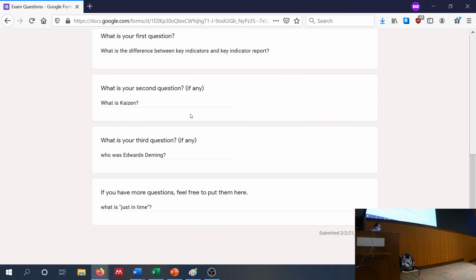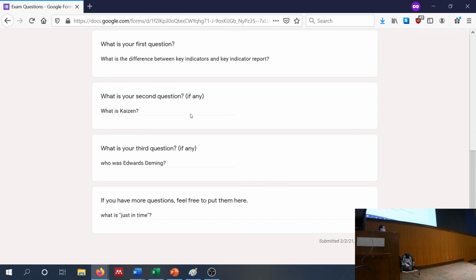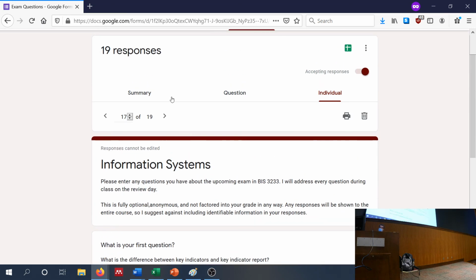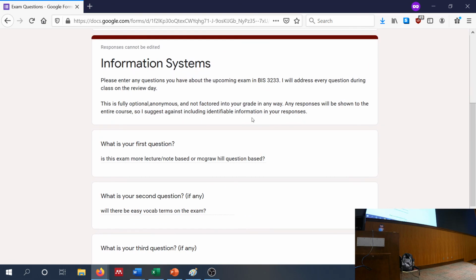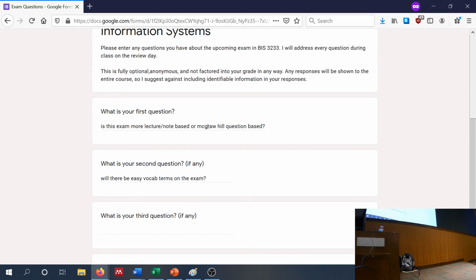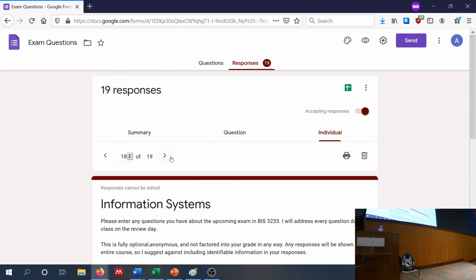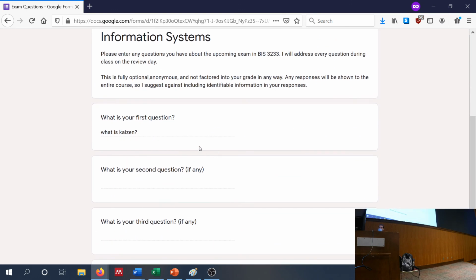Just in time, just to recap. It's just not holding very much inventory, so minimizing your inventory holding. It's going to allow for lower costs, and it's going to be very beneficial from that perspective. I think we've covered this question enough. I think this is actually a repeat. So Kaizen, again, continual improvement.